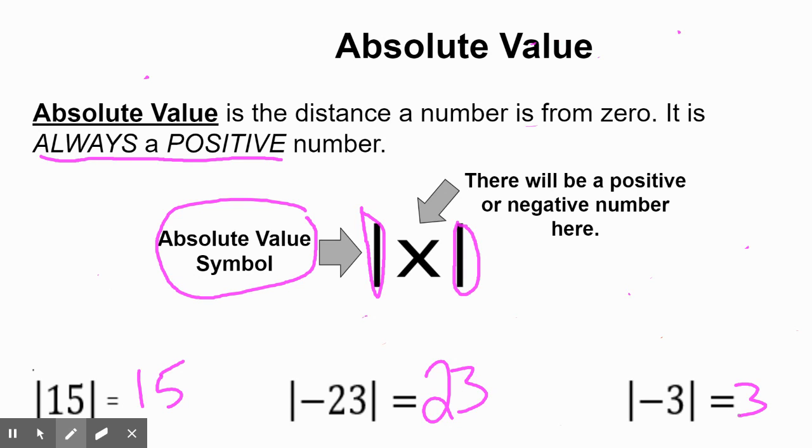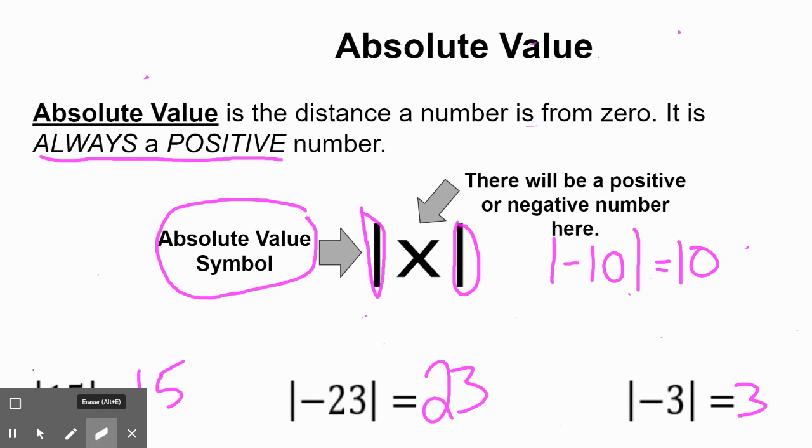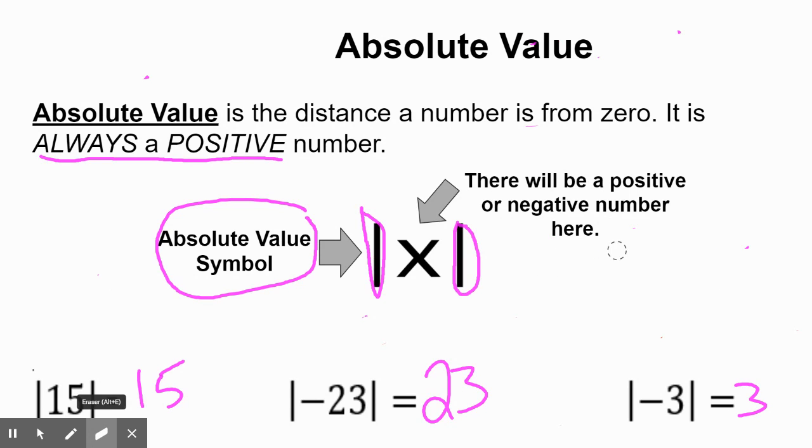So if I asked you for the absolute value of negative 10, you would tell me it is what? Hopefully you said 10. Now, let's do another example. The absolute value of 5 should be what? It should be 5.